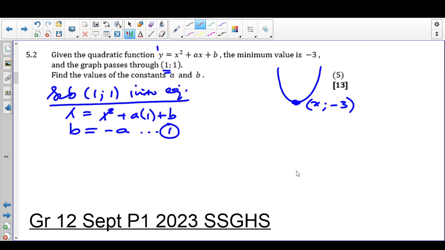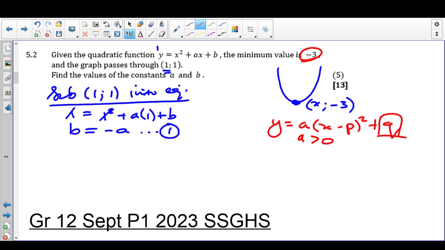Now let's look at the minimum value minus 3. It has a minimum value, so I need to complete the square. Because if you look at y is equal to a into x minus p squared plus q, if the a is positive, then the q value will be its minimum value. Not so. And if a is negative, the q value will be its maximum value of the graph. Okay. So we need to get it in that form first.